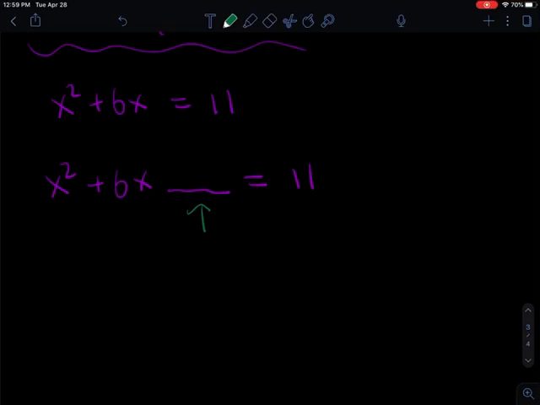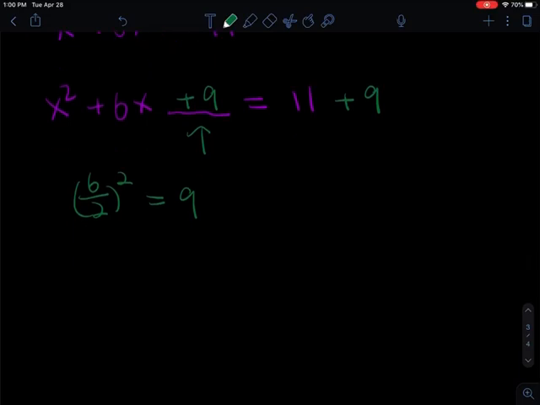Well, again, we'll take the b value. In this case, that's 6. So we'll do 6 divided by 2 squared. 6 divided by 2 is 3, squared is 9. So that's the number that I'm going to put here. I'm going to add 9 to the left-hand side, okay? But we can't just magically add 9 to one side of the equation, right? Whatever we do to one side, we must do to the other side, so we have to have the plus 9 on the right-hand side as well.